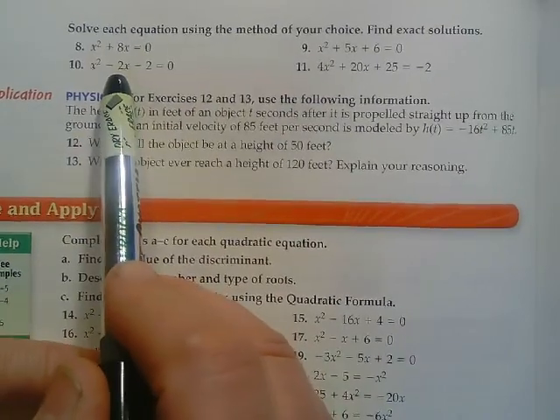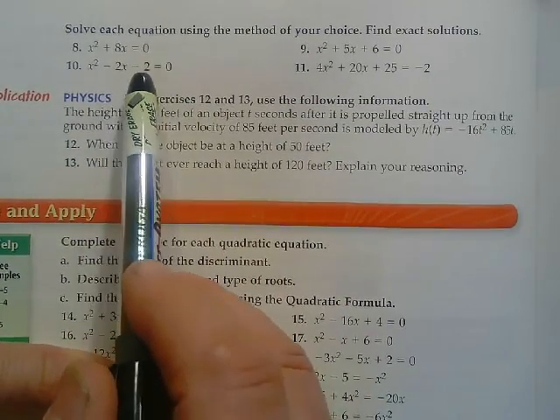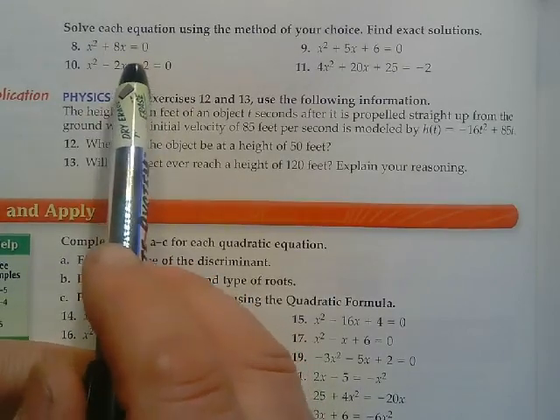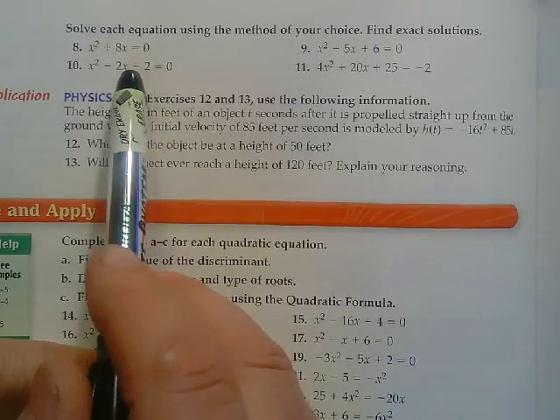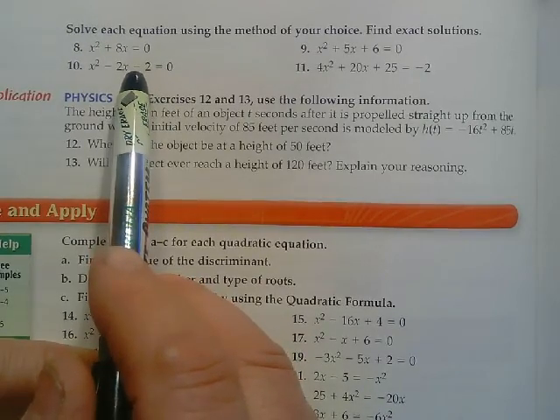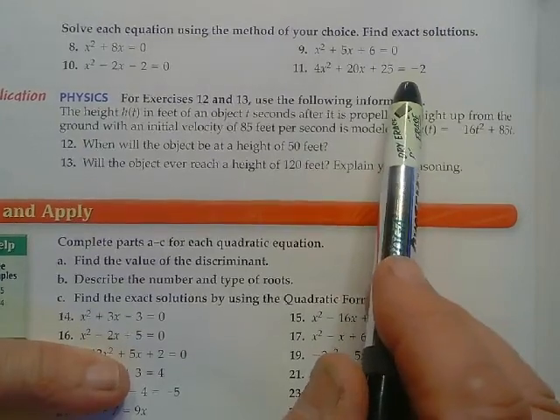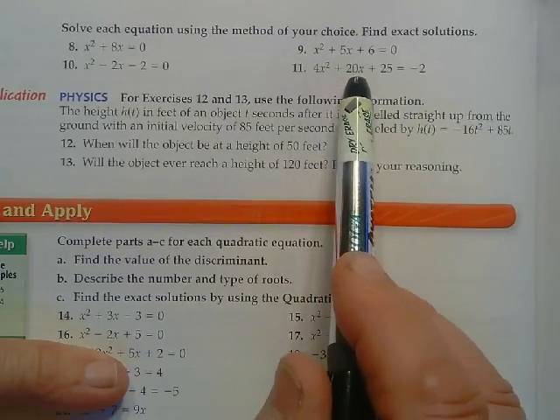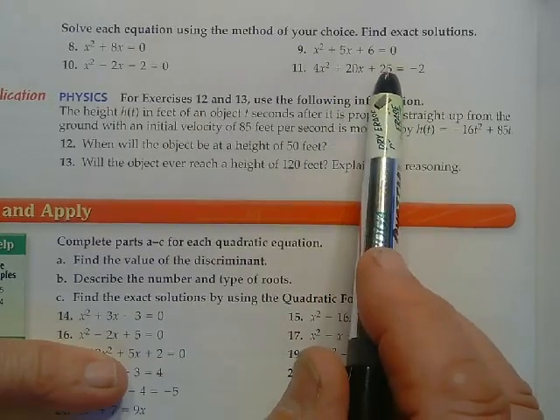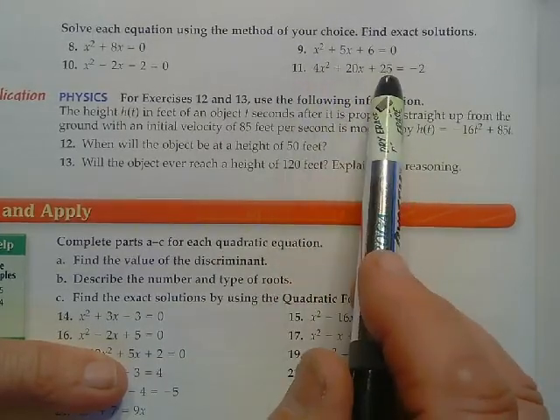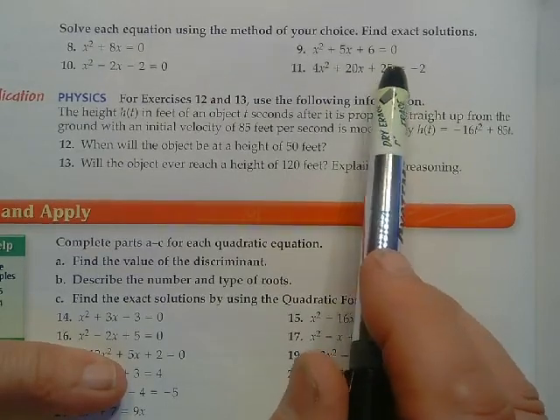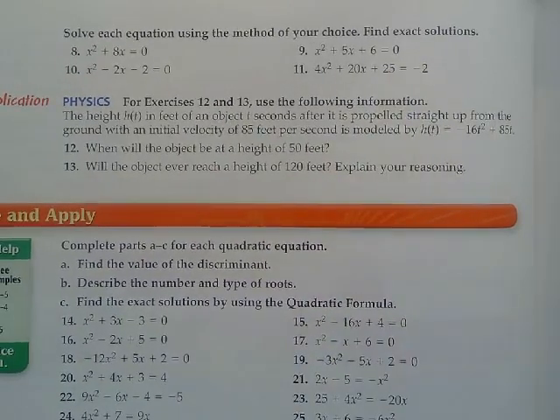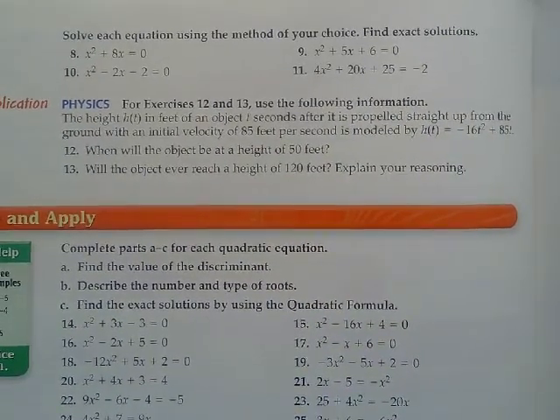Number 10. I don't see that this one's going to factor. So I would probably use the quadratic formula on this one. And this one over here, we've got to add 2 to both sides, and we'll get 4x squared plus 20x plus 27. Those are big numbers, and this one may not be very factorable. So I'd probably use the quadratic formula on that one as well. So as you look at the problems below, the same thing.